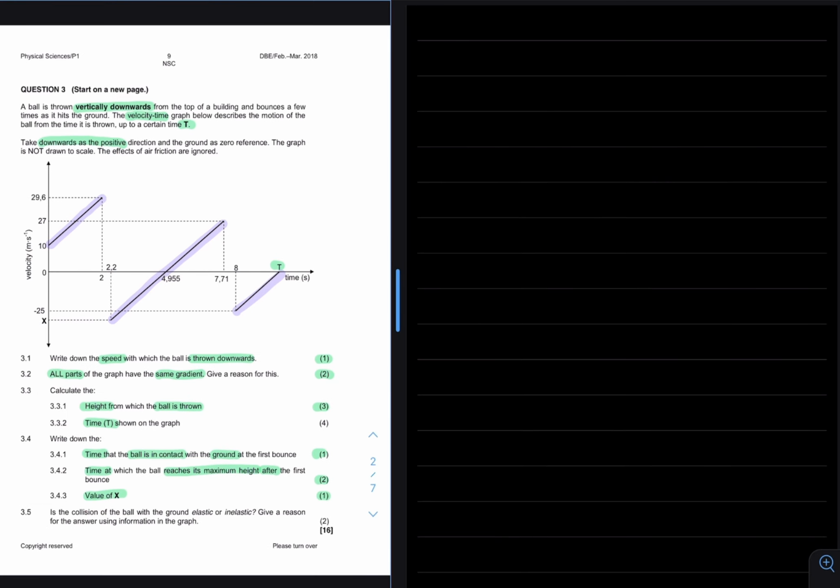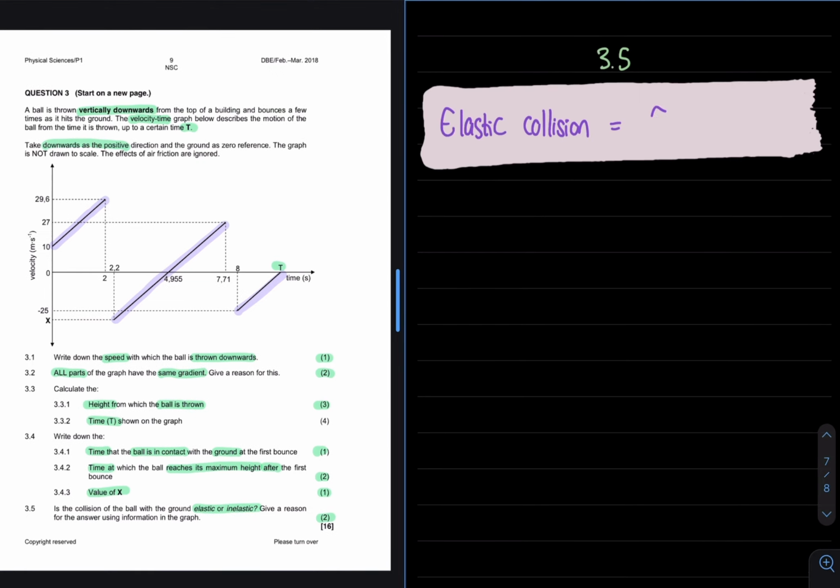In 3.5, they ask, is the collision of the ball with the ground elastic or inelastic? Give a reason for your answer using information in the graph for a total of 2 marks. Now remember, for a collision to be elastic, the kinetic energy of that collision needs to be conserved. And if kinetic energy is conserved, the velocity needs to be conserved.